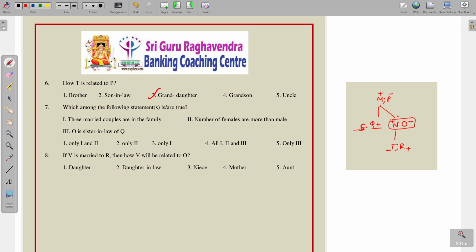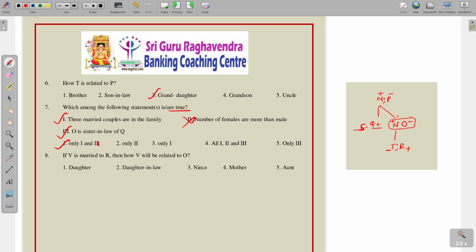Which among the following statements is true? So there are 3 married couples in the family, so definitely the first one is correct. Number of females are more than males? See 1, 2, 3 and 4, so among a total of 8 persons, 4 are male and 4 are female, so this is not correct. O is sister-in-law of Q, so O is the sister-in-law of Q, second one, third one is also correct. So what is the answer? Statement is true, 3 married couples, so actually only 1 and 3 is the correct one.